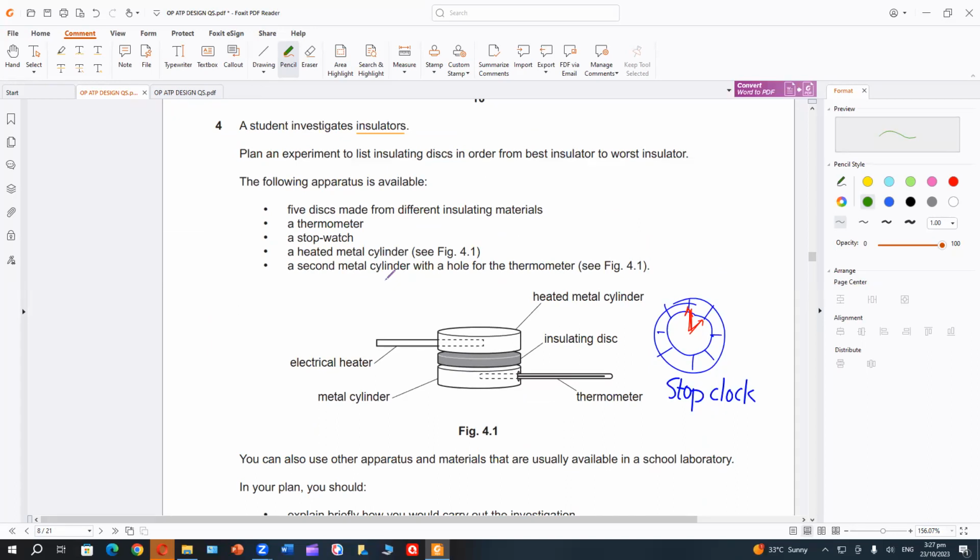A student investigates insulators. Plan an experiment to list insulating discs in order from best insulator to worst insulator. The following apparatus is available: 5 discs made from different insulating materials, a thermometer, a stopwatch, a heated metal cylinder, a second metal cylinder with a hole for the thermometer. Now, read the question again.